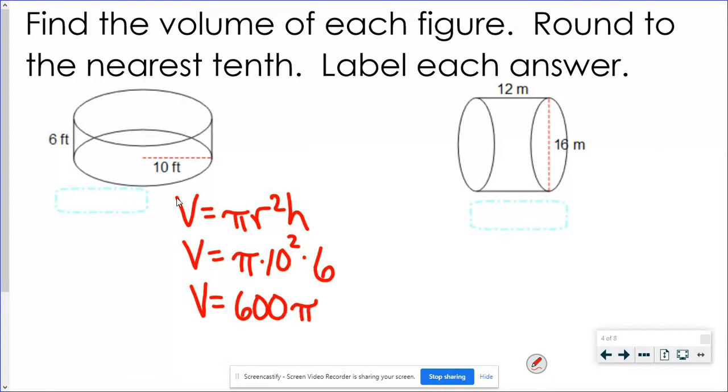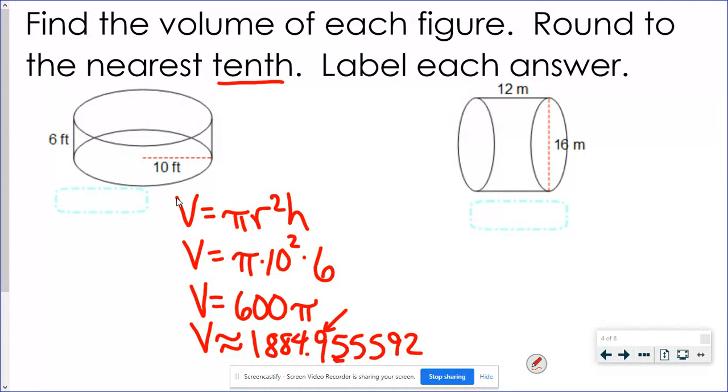But we do want to round to the nearest tenth. So when I take 600 and multiply it by pi, I'm going to get this. I'm going to use a squiggly equal sign to say that I'm rounding. 1884.9555592. It's going to keep on going. So remember, I'm worried about this place right here. So I look at this 5. That is big enough to make it round up. When that rounds up, now I want you to look at this part, like 4.9. When that rounds up, it's going to be 5.0.